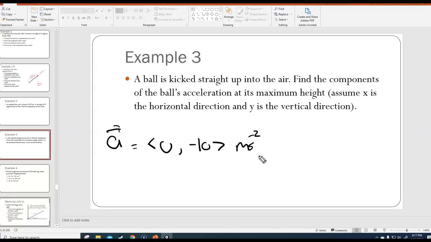Now, I didn't actually need the words maximum height in here, because regardless of where the ball is on its journey, whether it's going up, down, or at maximum height, the acceleration due to gravity is still straight down. No part of that acts in the x direction, it all acts straight down.